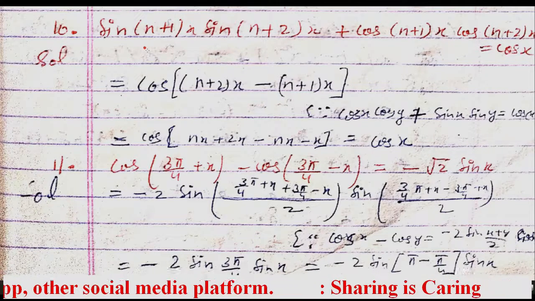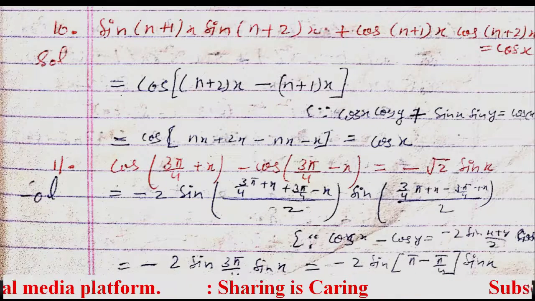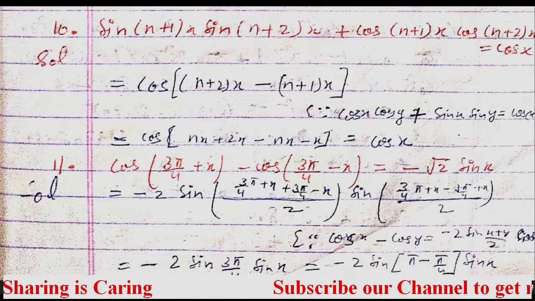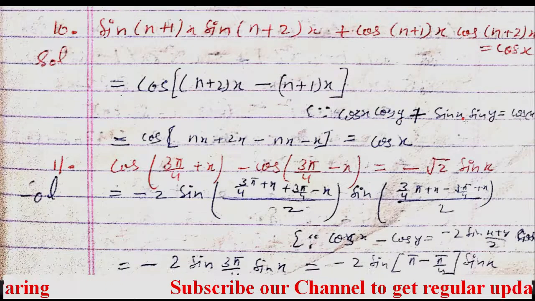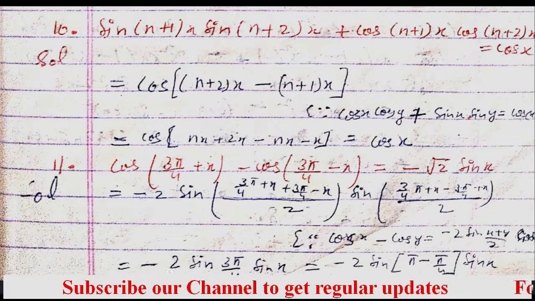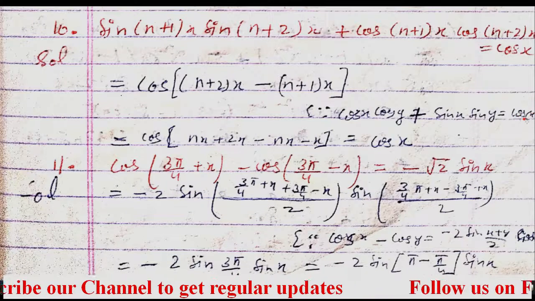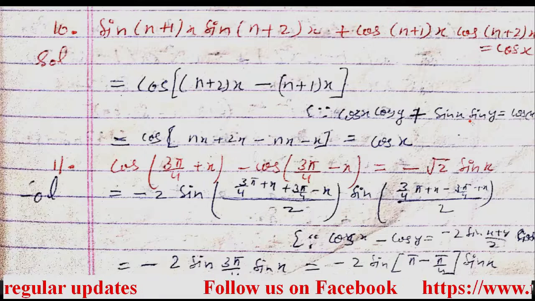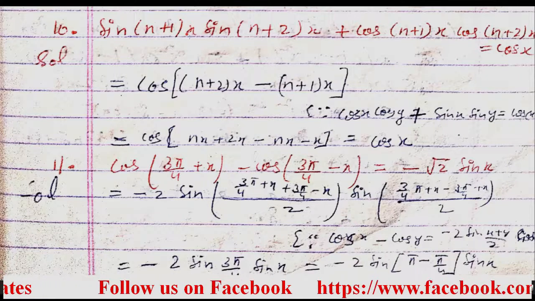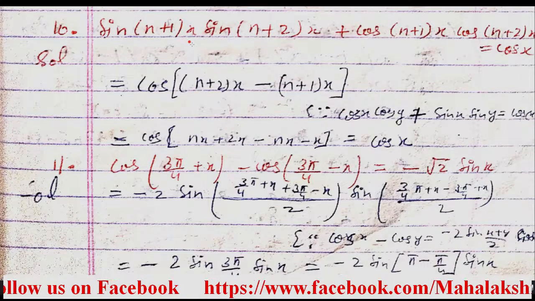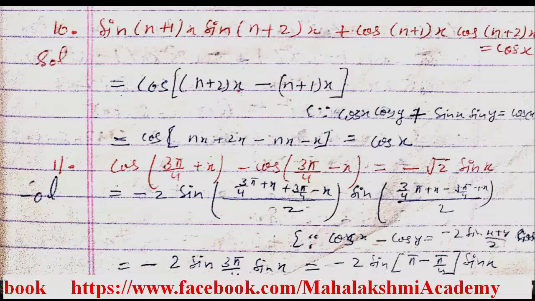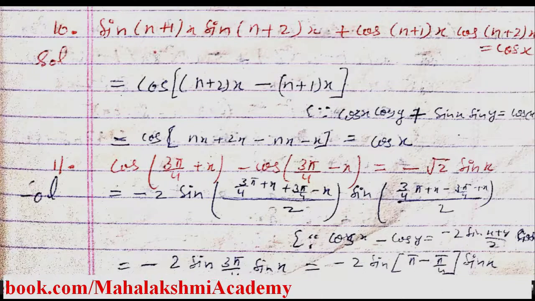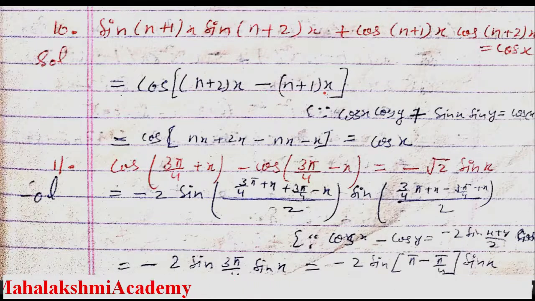So students, when we observe carefully the left hand side, we find that it is in the form of cos x cos y plus sin x sin y, and it is the formula of cos(x minus y). So what is the formula of this? Cos(x minus y). Here (n+1)x will behave as x and (n+2)x will behave as y. So the left hand side is cos(x minus y), meaning cos of one angle minus the other angle.